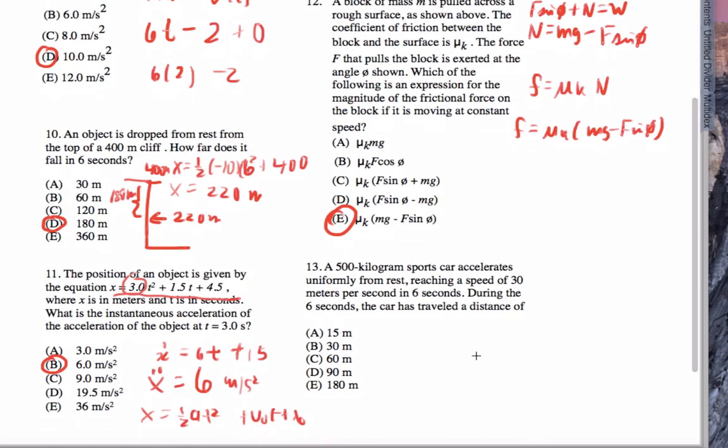All right. Now, number 13. We are accelerating from rest and reaching a speed of 30 meters per second in 6 seconds. We want to know how far the car has traveled in that 6 seconds. So I will say x is 1/2 a t squared, where a is 30 divided by 6, times 6 squared. And it's going to give me 1/2 times 5 times 36. That's going to give me 180 meters. And then number 14.